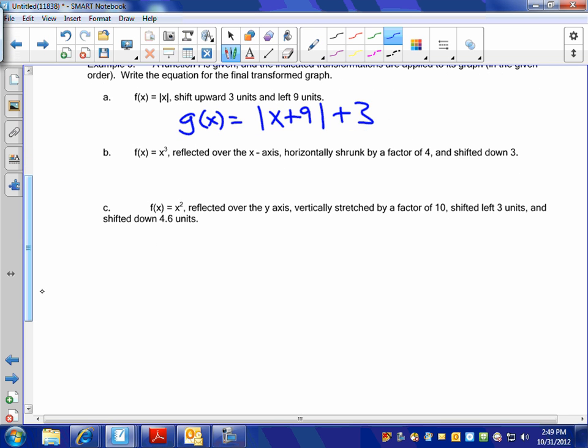So I want to shrink it by a factor of 4 and shift it down 3. How do I reflect it over the x-axis? What do I have to do? A negative in front, right? So g of x is, I put the negative in front, and if it's a horizontal shrink, I put the 4 on the inside, and I cube that. Then what about the shift down 3? Minus 3.